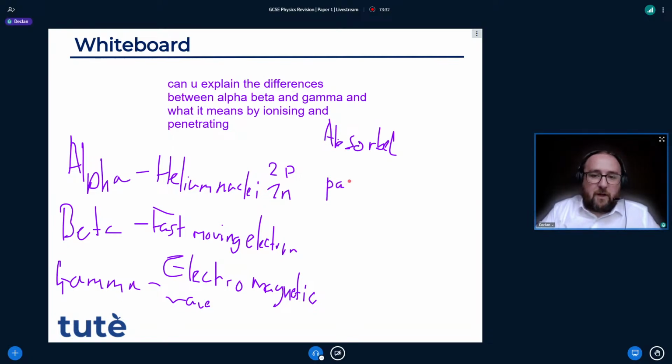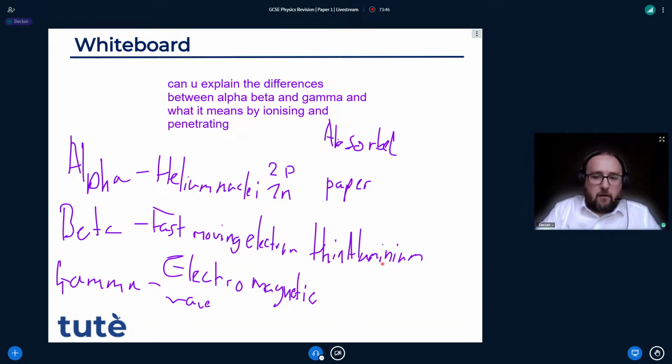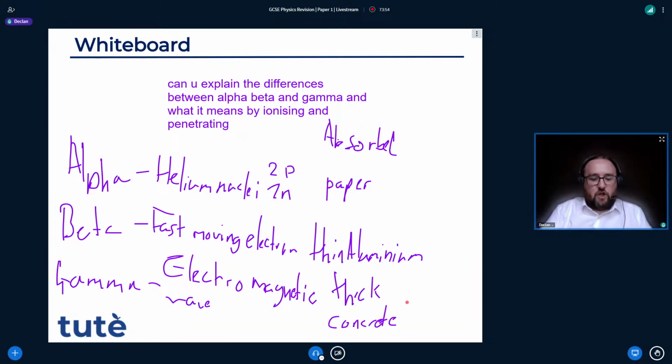So it can get absorbed by paper. It can get blocked by skin. It can't pass through there. Beta can pass through paper, but it can't pass through a thin piece of aluminium. And then the gamma, you need a really, really thick piece of concrete or lead to stop it.